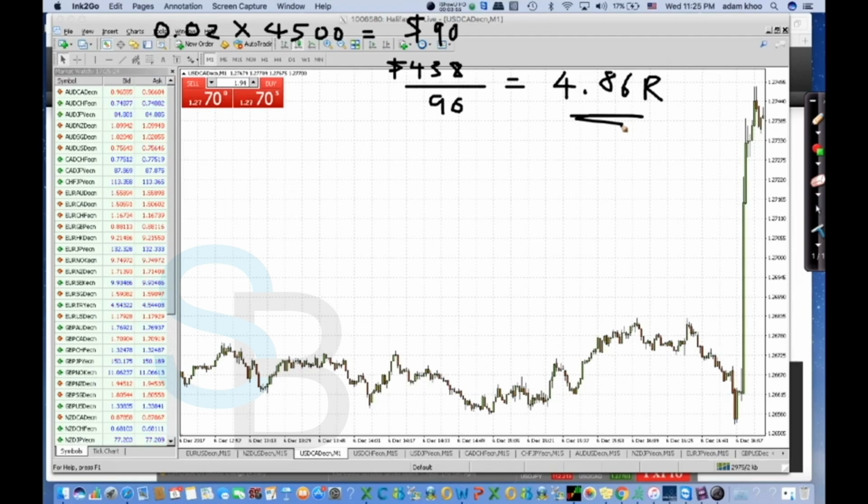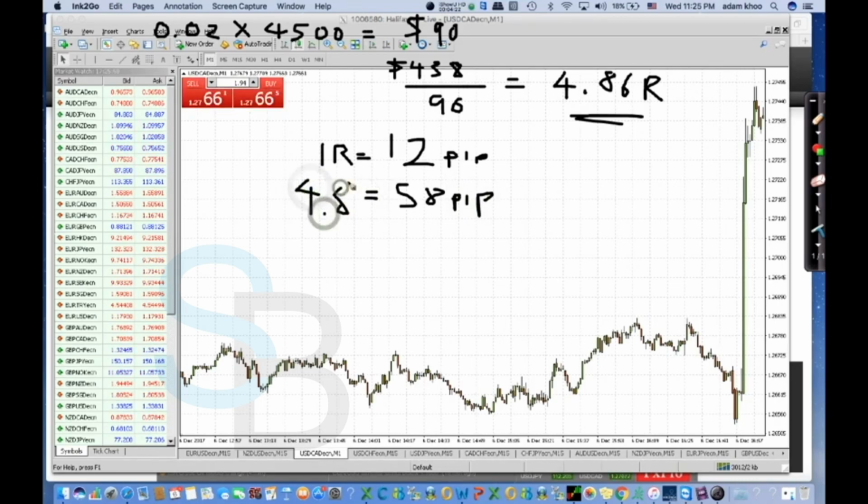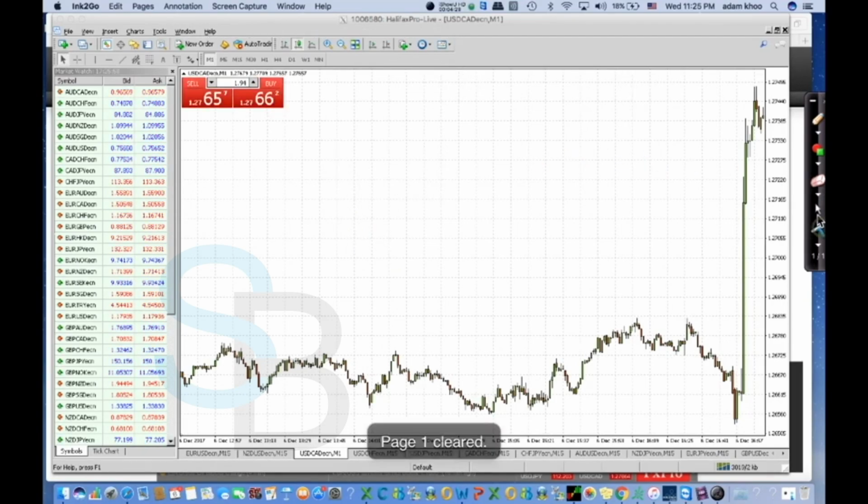Okay, how many R did I achieve? Now you can also calculate R's in terms of the number of pips that you got, right? So I was risking 12 pips, right? So 12 pips was 1 R. Okay, so basically I captured, let me do the maths, I captured 58 pips in about a minute. Okay, so that is equivalent to 4.86R. All right. Okay, so that's the result. Now, again, that's in 1 minute, so that's a pretty good trade.